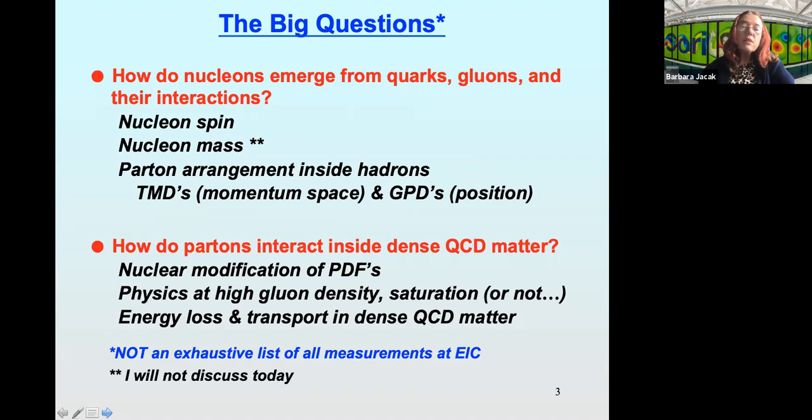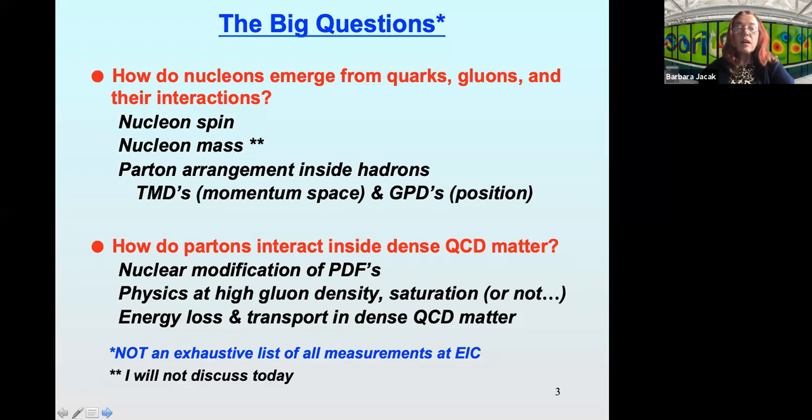So the big questions in the EIC can fall mostly under two umbrellas. One is, how do nucleons emerge from quarks, gluons, and their interactions? Good question. What can you actually measure and calculate to address that? Well, the makeup of the nucleon spin, its mass, the parton arrangement and interactions inside the nucleon. And that's where these magic things like TMDs and GPDs come in. And I'll talk about those a bit.